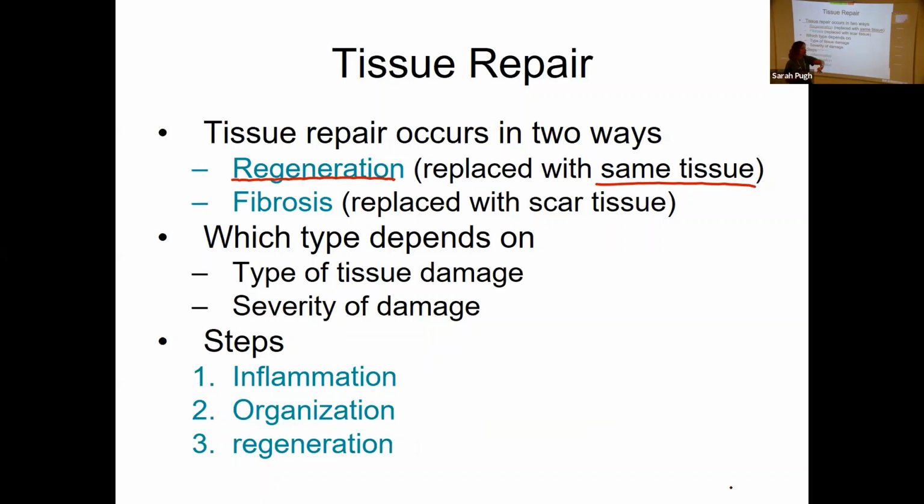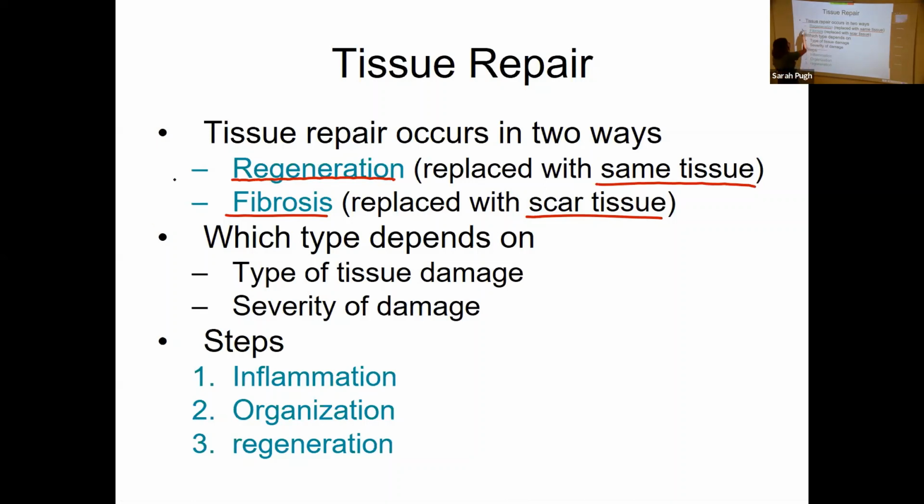So it would be like, you get a scratch, maybe your cat scratches you. Your body will replace that with the same tissue, and you're not going to be left with a scar or anything. You wouldn't even know, 2 weeks from now, that you had anything wrong. The other process is through fibrosis. This is when the damage is pretty severe and your body can't replace it. It's too much. You can't replace it with the same tissue. Instead, you replace it with scar tissue.